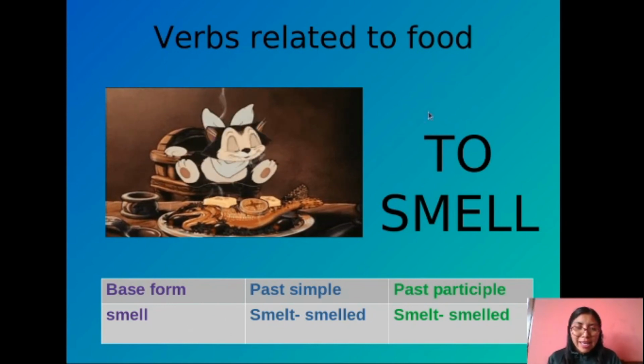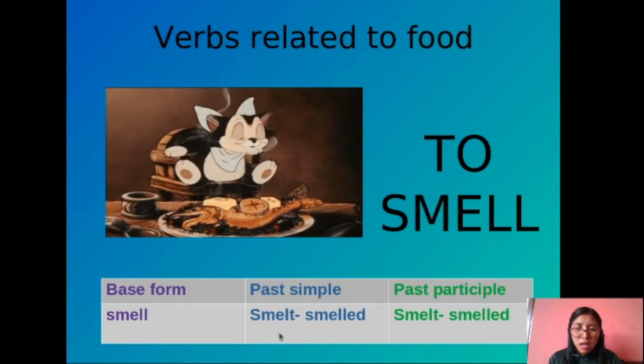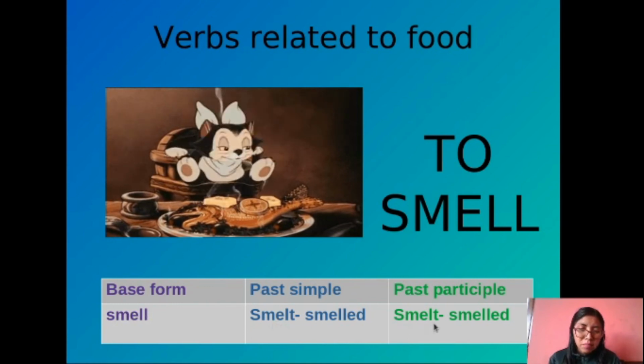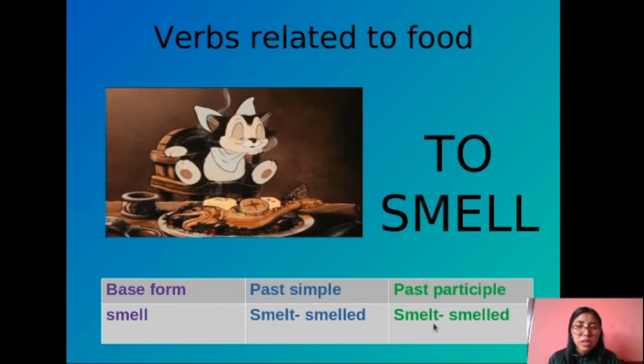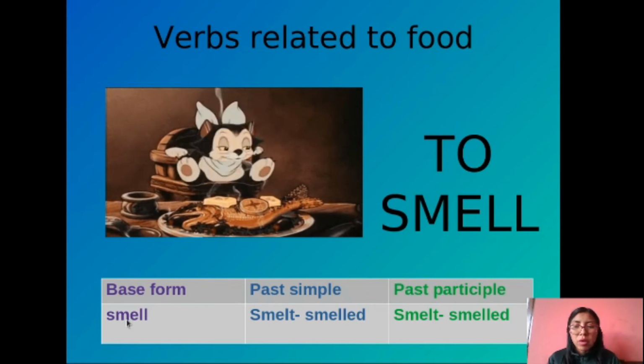In this case, the verb could be regular or irregular. So what is the base form? Smell, smelt, or smelt in past participle. We can use it as an irregular verb. Also, we can use a regular verb.